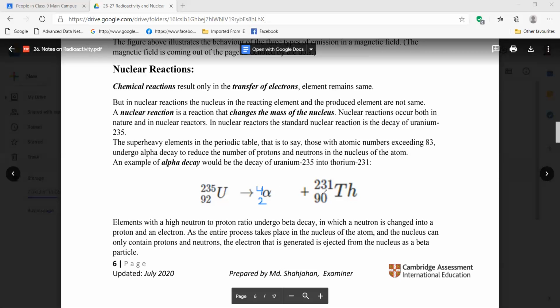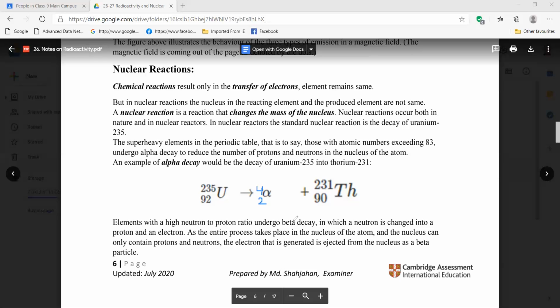Now we have another element, that is thorium, 90-231. Already you understood how this 231 comes and how this 90 comes, right? Now you read the equation. Uranium 235 with proton number 92 goes to alpha 4 2 plus 231 thorium with a proton number of 90.